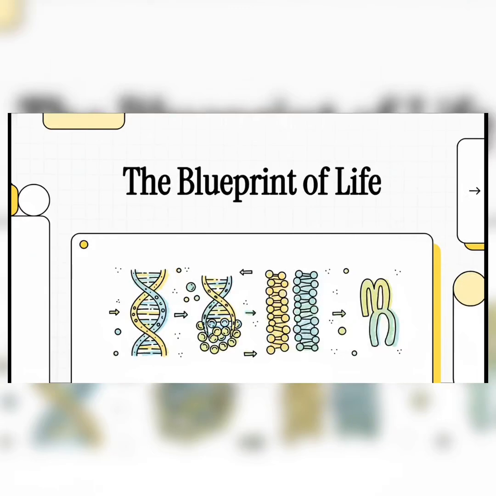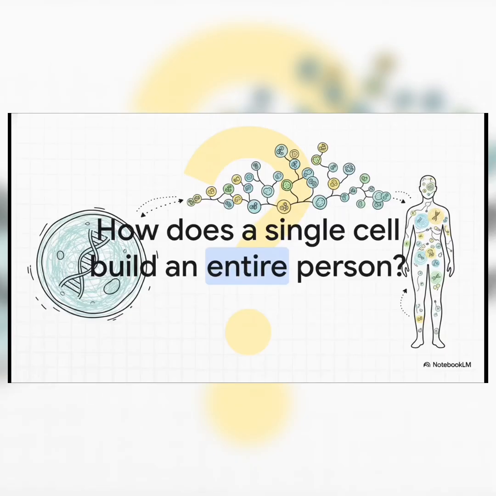Welcome to The Explainer. Today we're talking about the ultimate instruction manual, your genetic code. Seriously, think about it. How do you pack an entire library of information, the blueprint for a whole person, into a space so small you can't even see it? So let's just dive right in.